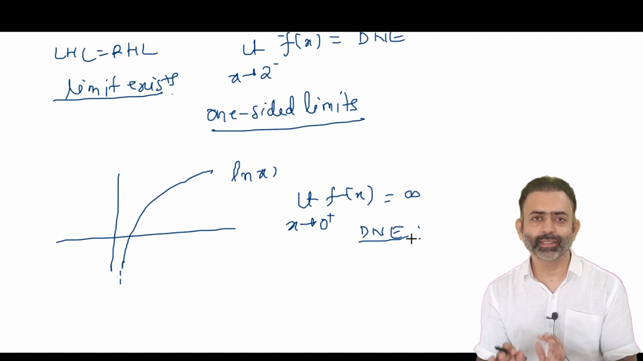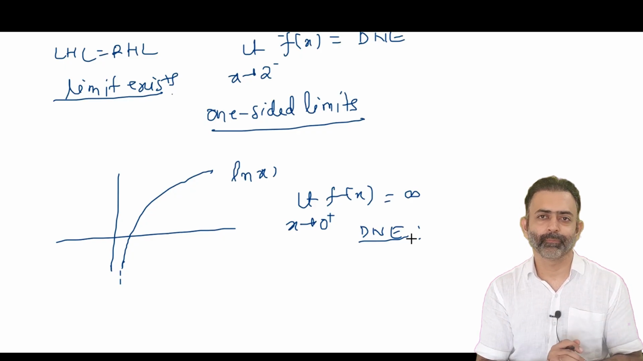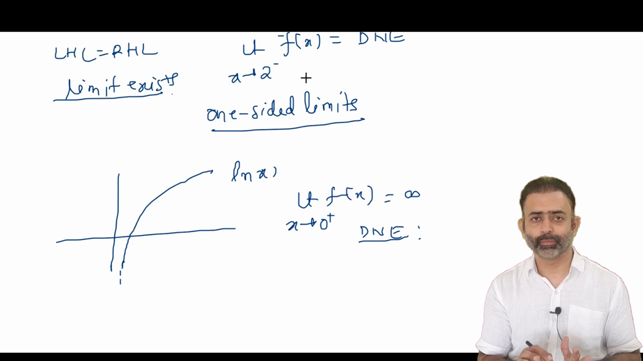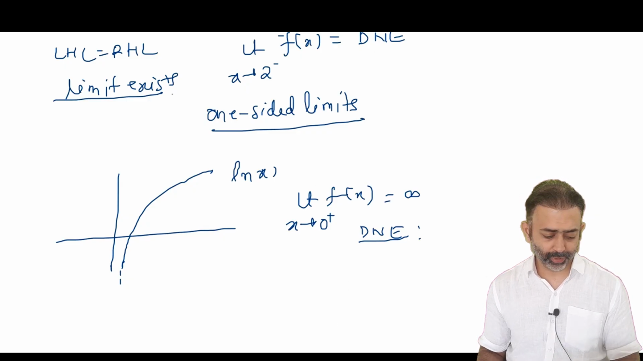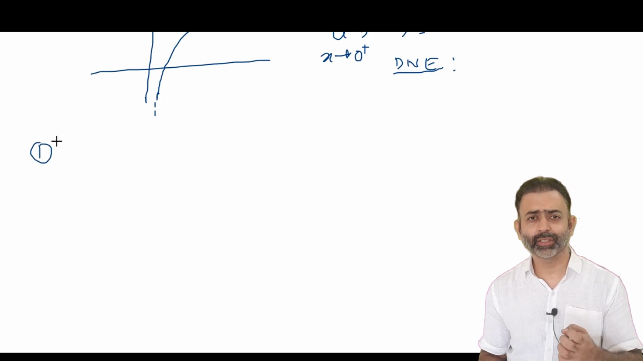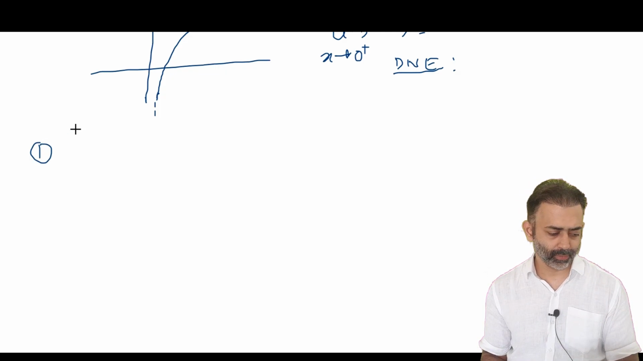What exactly that quantity is, we do not know. Hence, we say that limit does not exist. Okay, fine. So this is all about the limits. So let me enumerate the points or the conditions when limit does not exist.